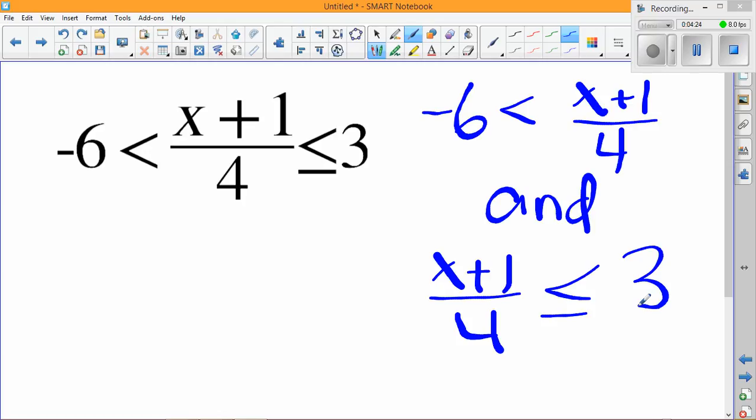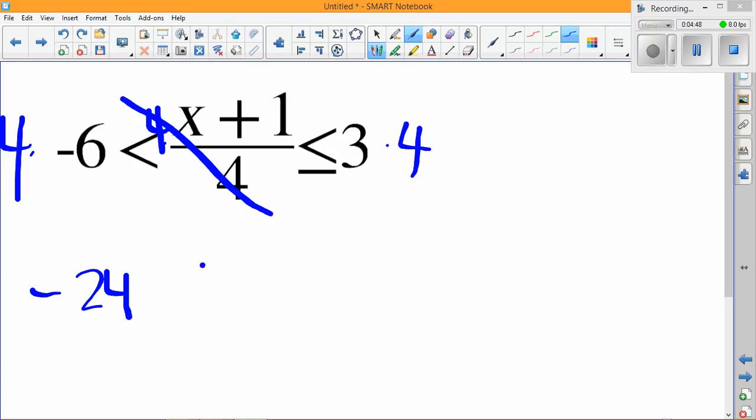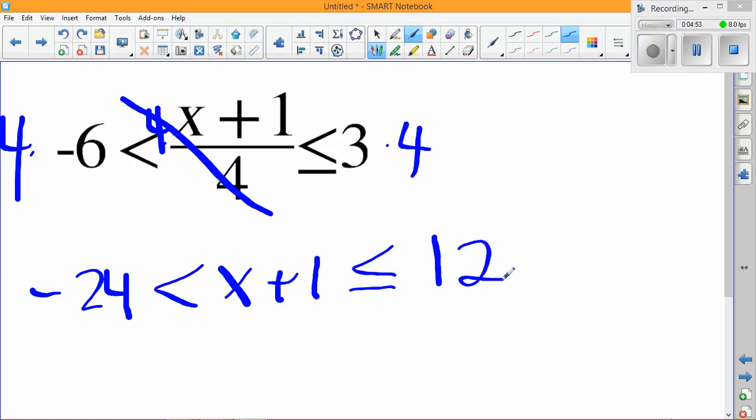Okay? So the way we do that is we want to get rid of that fraction in the middle. We want to get x by itself. So what we end up with doing is multiplying each term by 4. We have to do it all the way across to keep that inequality balanced. So 4 times negative 6 is negative 24. We're left with x plus 1 in the middle, and we're left with 12 on this side. So we've kept the inequality even, and we've gotten rid of the fraction.